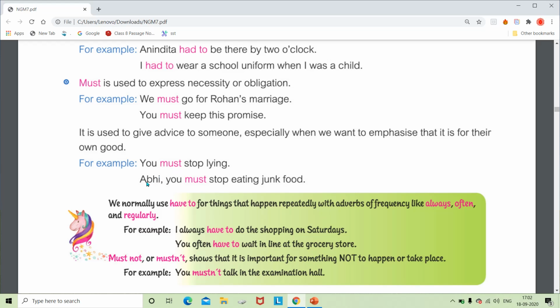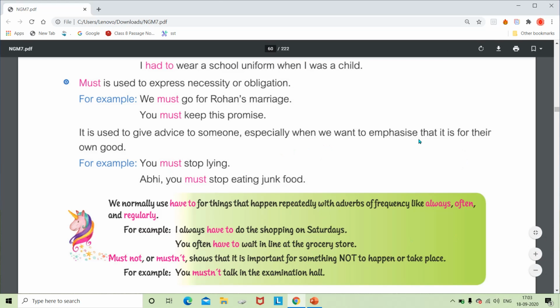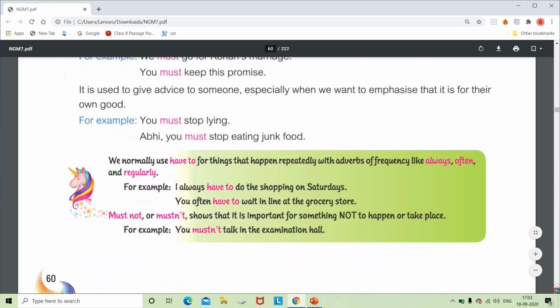Second example, Abhi, you must stop eating junk food. If you do not stop eating junk food, you will suffer with bad health. So you must face diseases also. So when you are advising someone for emphasizing his own good or her own good, at that time we have to use must. And after must, and after have to, had to also, we are using V1 as usual.